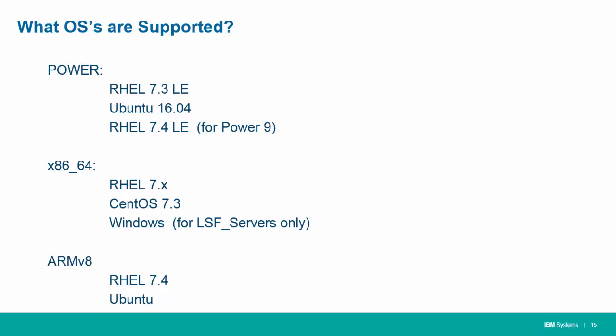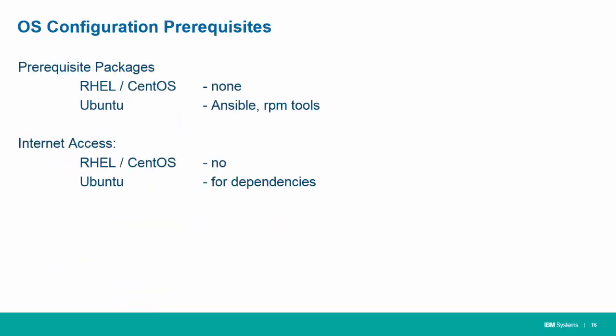If you want some Windows nodes in there, you can have those, but they can only have the LSF servers role. And the install process is going to be somewhat different from that. And that's actually covered in a separate video. If you've got some ARM boxes, well, they can be RHEL 7.4 or Ubuntu.